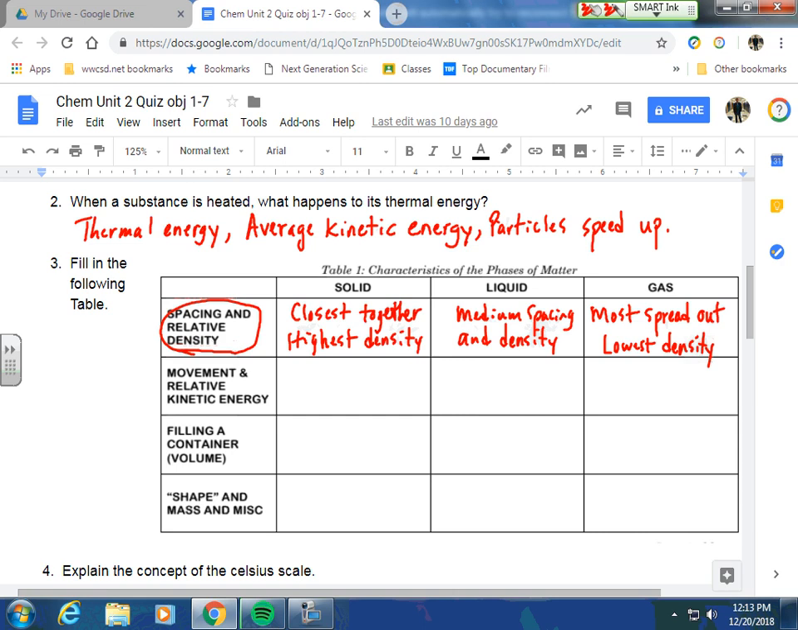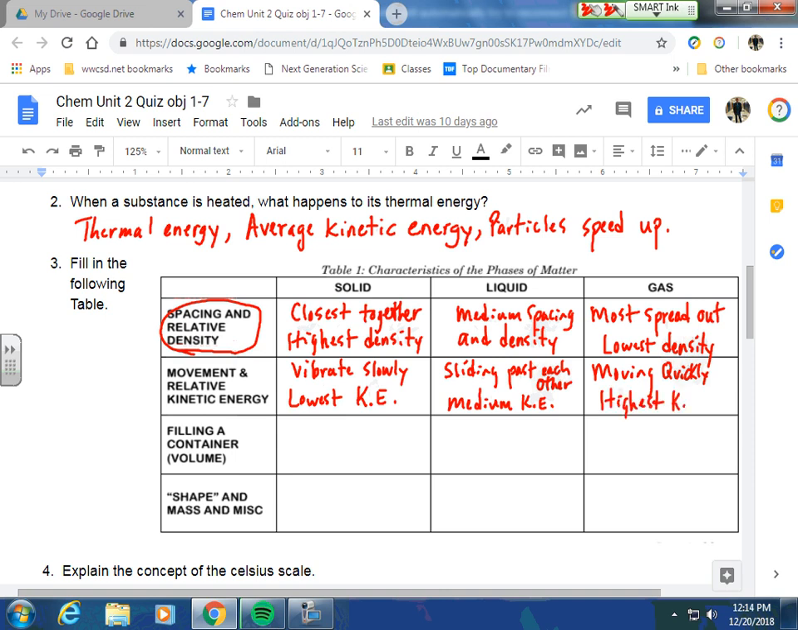Movement and relative kinetic energy. So movement would be a vibration, vibrate slowly. And we know that particle movement, the speed of the particles, relates directly to the kinetic energy. So if they're moving slowly, that would be lowest kinetic energy. Okay? Movement, sliding past each other. And so that would be medium KE, medium kinetic energy. And then the gases moving quickly, or moving quickest, so they would have the highest kinetic energy. Moving energy, kinetic energy, right?